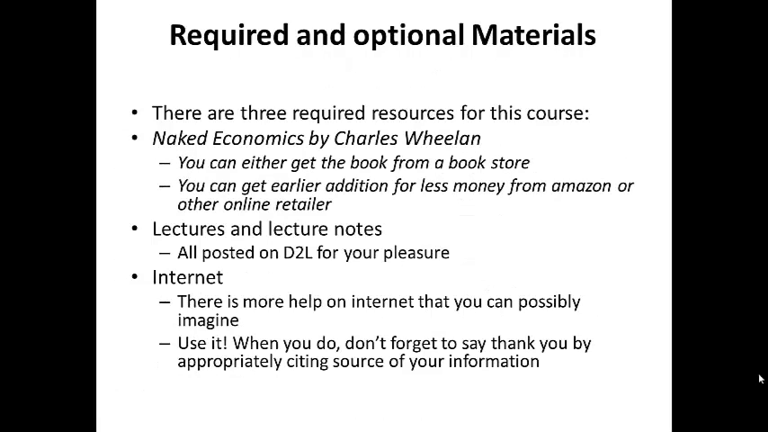So what's required and what's not for this course? There are 3 required resources for this course. First and most important one, Naked Economics by Charles Wheelan. It's the book. You can either get it from a bookstore or from Amazon or another online retailer. The good news about this book is it's about $15. That's all you have to spend for the book in this course. You're also required to have all the lectures and all the lecture notes. All of those are going to be posted on D2L for your pleasure.